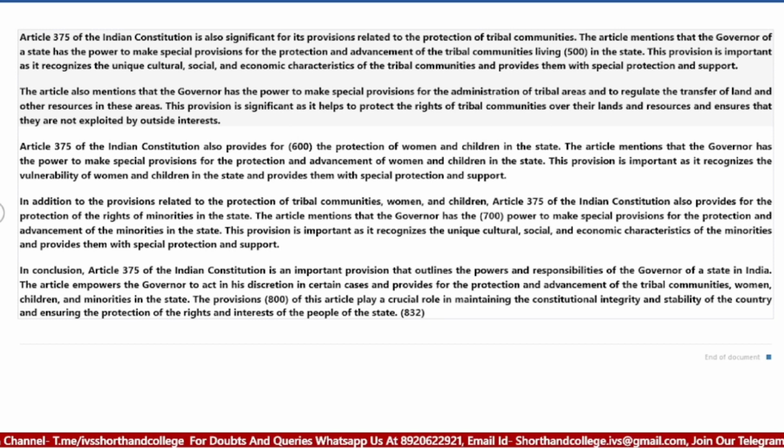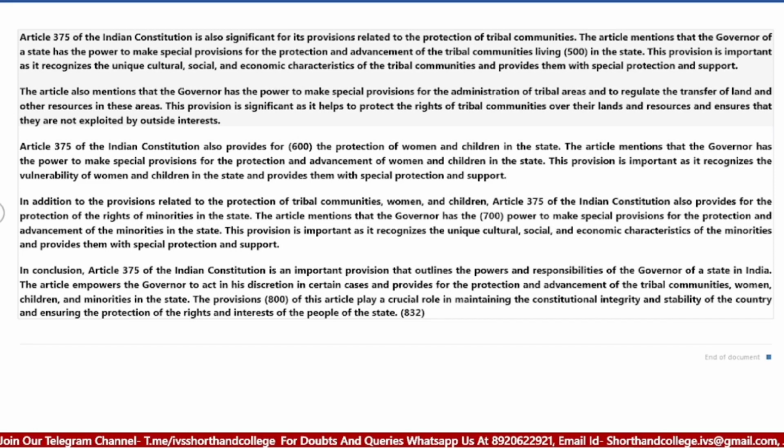Article 375 of the Indian Constitution also provides for the protection of women and children in the state. The article mentions that the governor has the power to make special provisions for the protection and advancement of women and children in the state. This provision is important as it recognizes the vulnerability of women and children in the state and provides them with special protection and support.